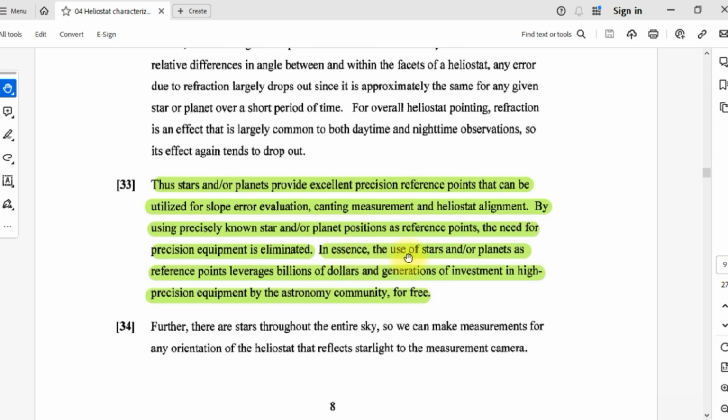In a sense, the use of stars and planets as reference points leverages billions of dollars and generations of investment in high precision equipment by the astronomy community for free. So the fact that stars do not change their position saves them a lot of money.